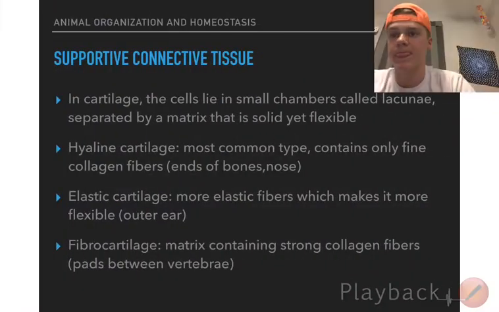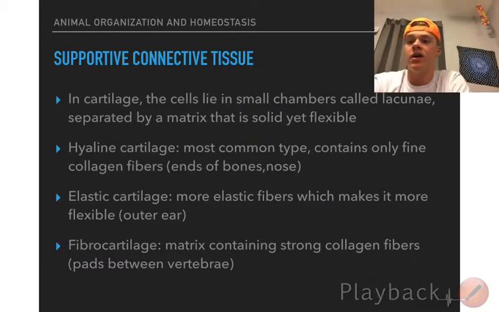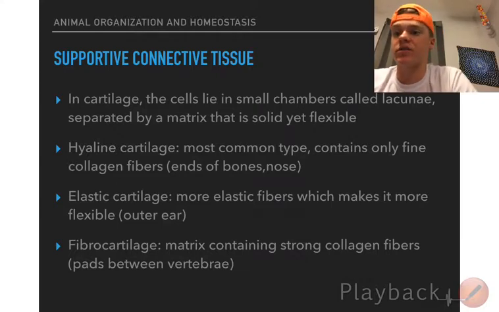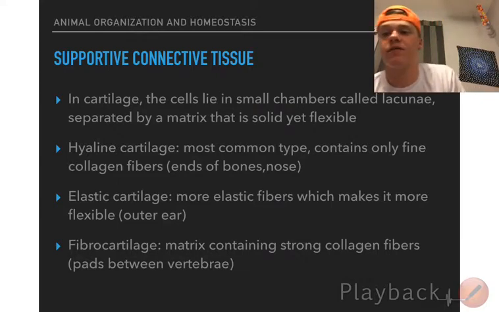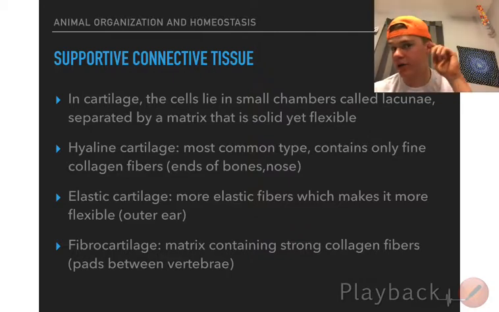athlete. And then supportive connective tissue and cartilage: the cells lie in small chambers called lacunae, separated by a matrix that is solid yet flexible. Three types of this also. There's hyaline cartilage, the most common type, which contains only fine collagen fibers, found at the ends of the bones and in your nose. Elastic cartilage has more elastic fibers, which makes it more flexible, found in your outer ear.